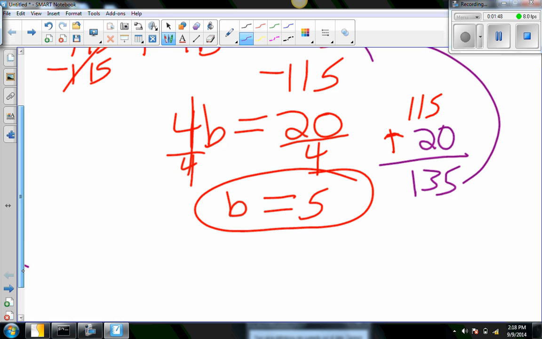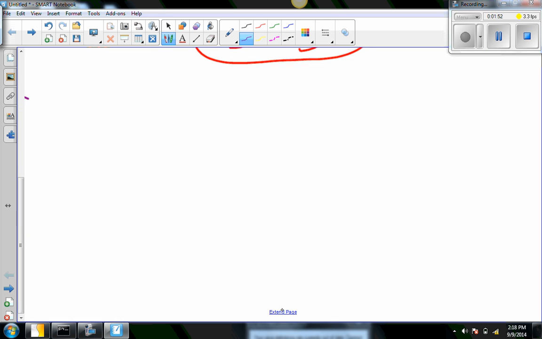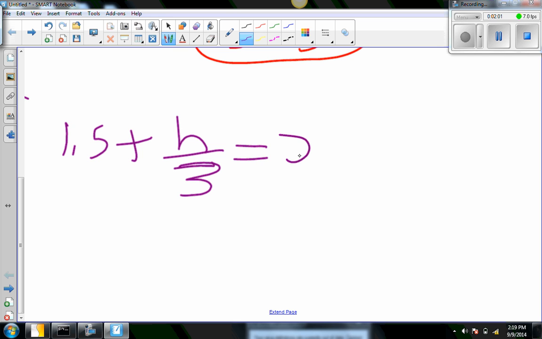So then I want to show you one other example. It looks a little different. So I'm going to go 1.5 plus h divided by 3 equals 2.75. Again, you can't get rid of what's connected to the variable first. You have to get rid of what's not connected first. So this 1.5 is not connected. It's a positive 1.5, so I'm going to subtract it.